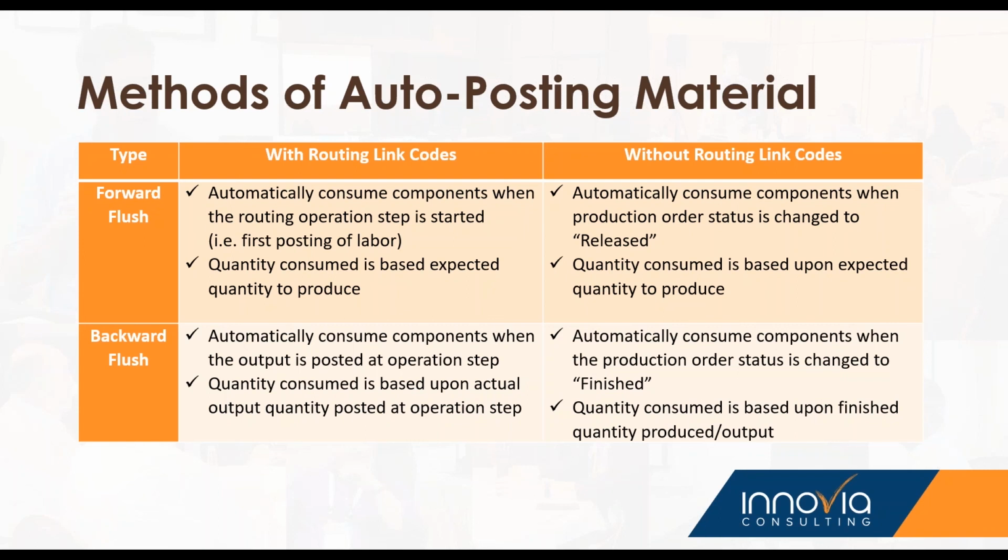Manual we didn't list, but manual, of course, is we don't have anything automated. We enter it as we go. Well, you know, we're talking about the auto flushing abilities in BC. So backward flush is another technique, and most customers use this, I'll say. It allows you that when I post output, if I've got my route and bill set up correctly, I post output of 100, I will consume enough components to make 100.